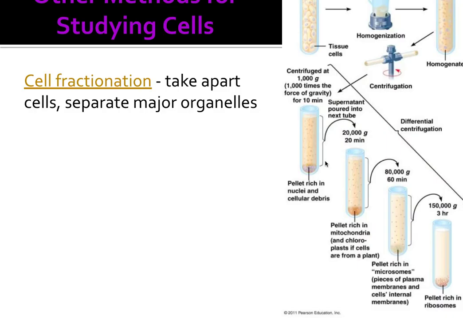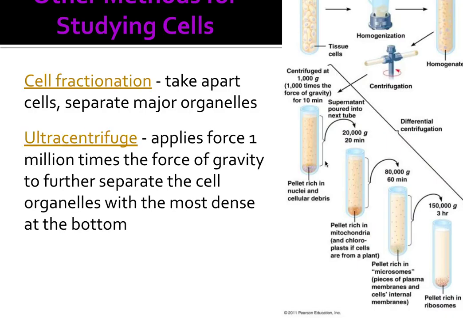A couple other methods, because we do use other ways to study cells besides microscopes. We can fracture the cell, so we can break it into its fractions, its parts, and then we can centrifuge it to separate it. With centrifugation, we spin it really quickly, and the heavier stuff goes to the bottom, and the lighter stuff goes to the top, and so we can separate our organelles that way. So those are just some other things that we can do besides microscopy, but microscopy has given us the most information on cells throughout the years.